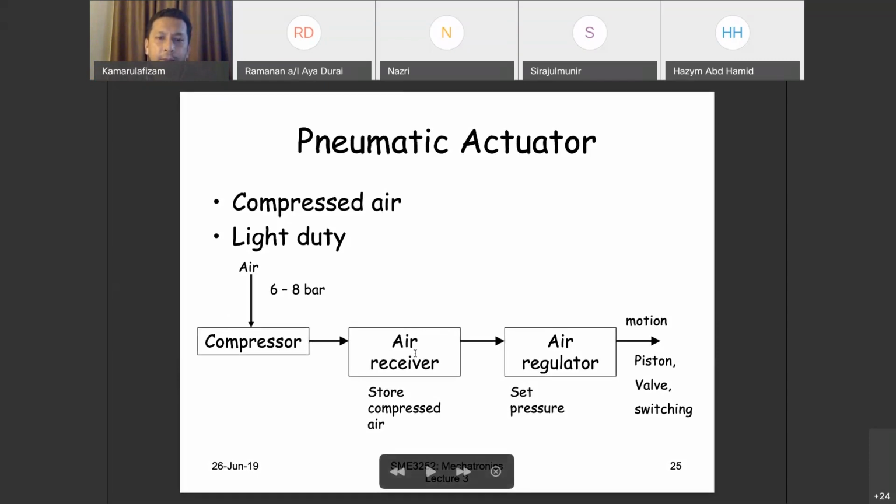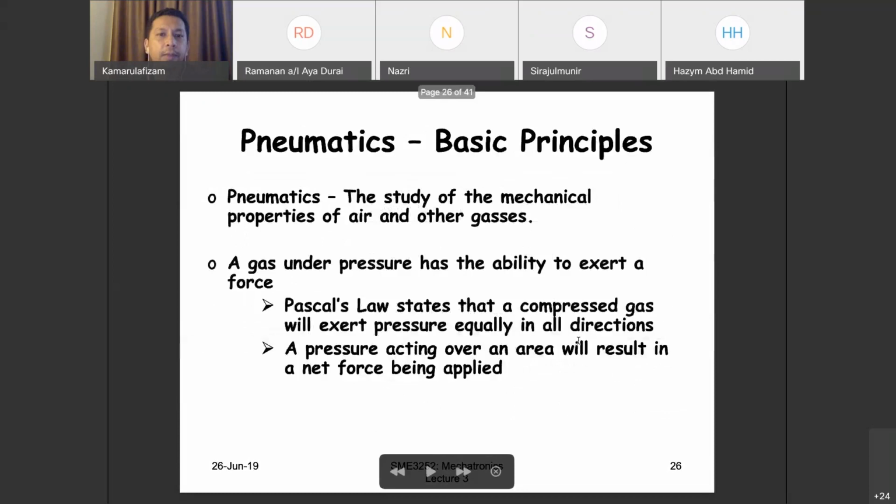Air receiver ni ataupun store ni sama macam dalam sistem hydraulic, you nampak accumulator. Okay, dia kerja sama macam tu saja. And of course you ada regulator untuk set pressure, and then dia akan keluar to actuate anything lah. Pneumatics is basically by definition a study of mechanical properties of air and other gases. Gas under pressure dia boleh exert certain force lah, okay, using the Pascal law and everything, acted over the area.